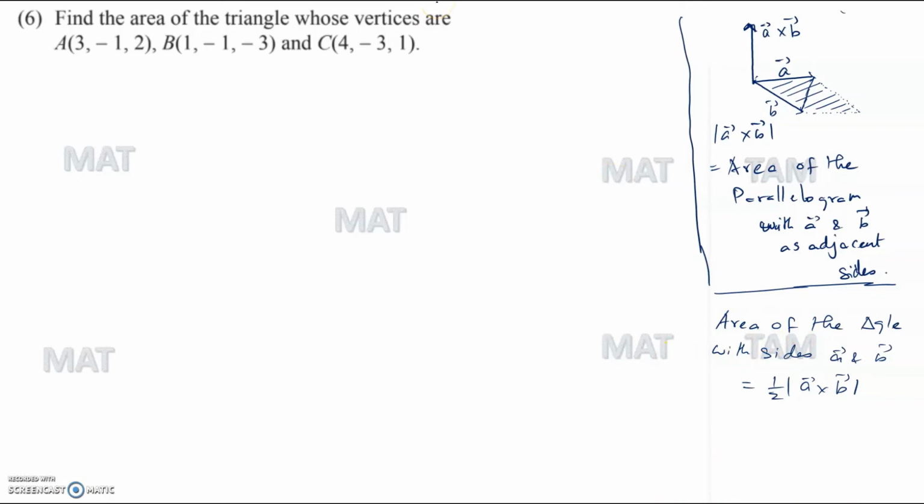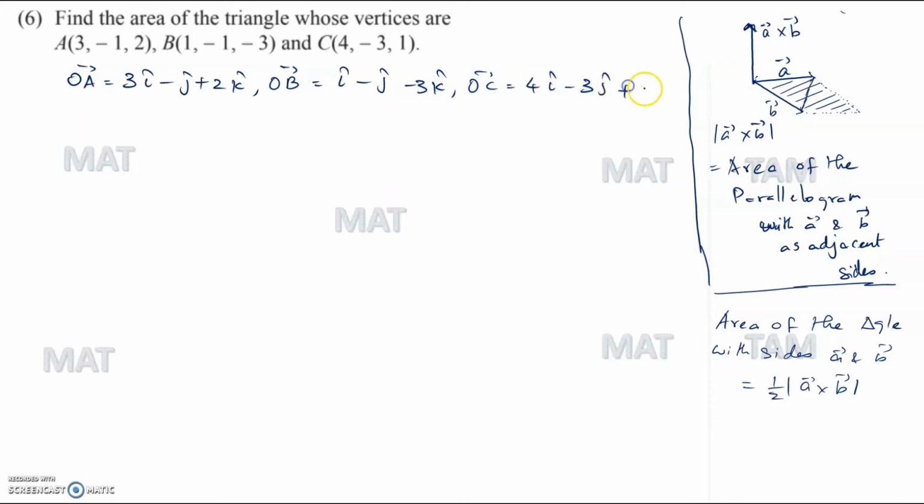So here we are given 3 points, so we need to find their position vectors first. So let's define vector OA as 3i cap minus j cap plus 2k cap, and OB vector as i cap minus j cap minus 3k cap, and OC vector as 4i cap minus 3j cap plus k cap.